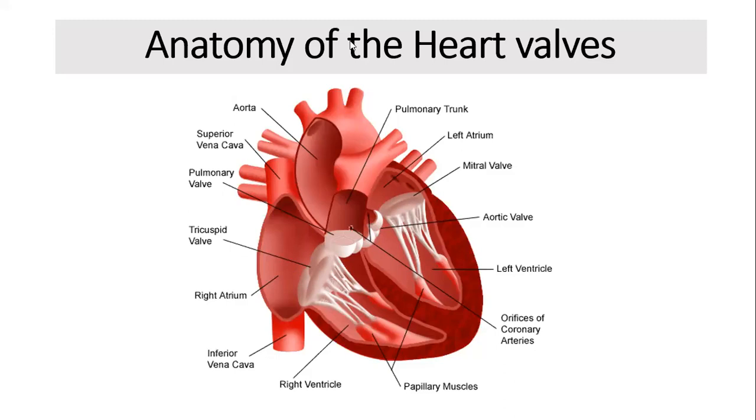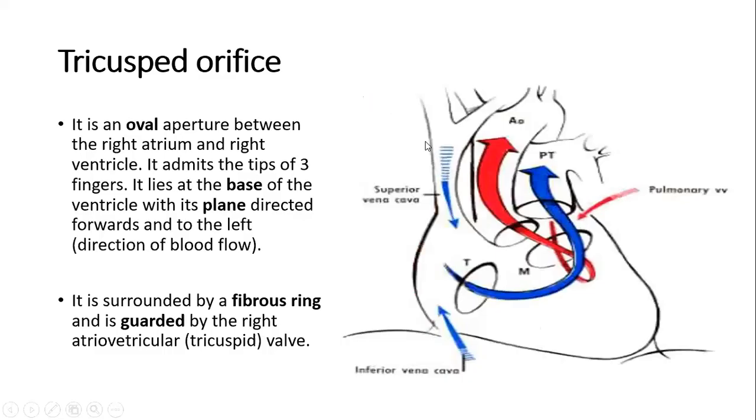Before we go to the valves, first we should know what this orifice is. Orifice means opening. So there is a tricuspid orifice, which is between the right atrium and the right ventricle. This opening is called the orifice, and the flaps which are inside that opening will be called valves. So you should know the difference between the orifice and the valves. First we will discuss the orifice, then we'll discuss the important valves along with that.